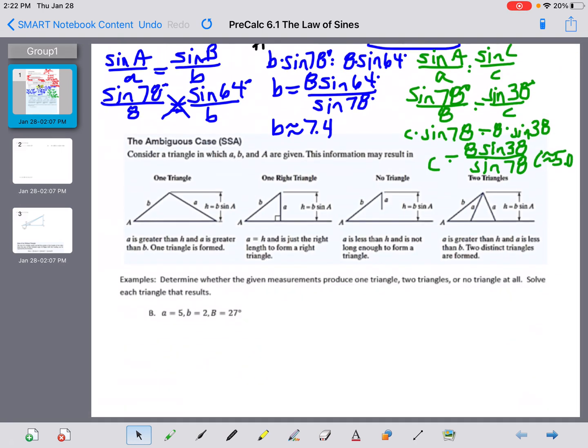Number one of the things we have to realize with the side, side, angle is you're given two sides and an angle, but that does not even guarantee you have a triangle. Okay, so there are four different scenarios we can have and different triangles we could end up with, okay? So one thing we have to know, remember this, we're given two sides and then an angle.